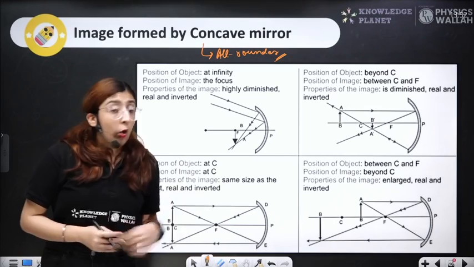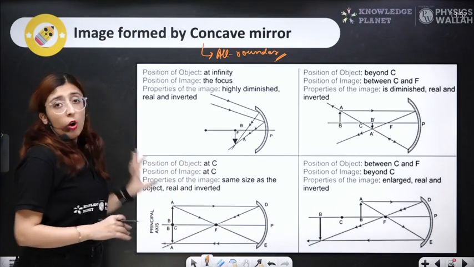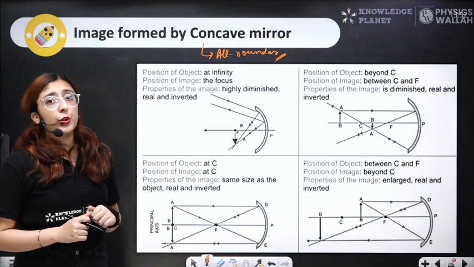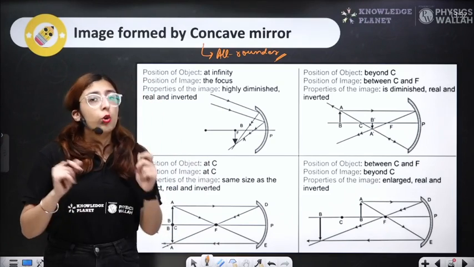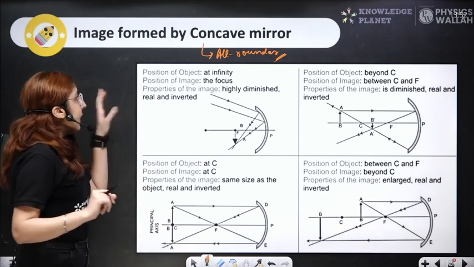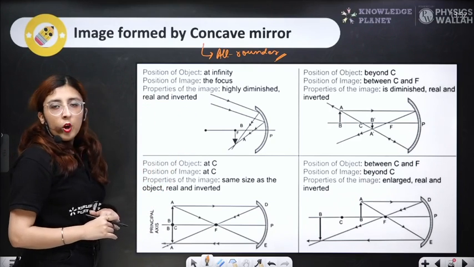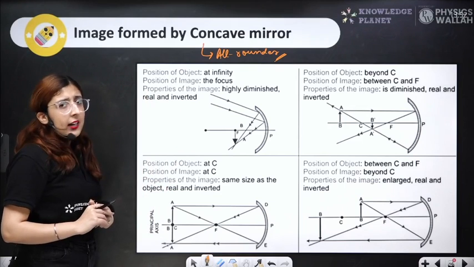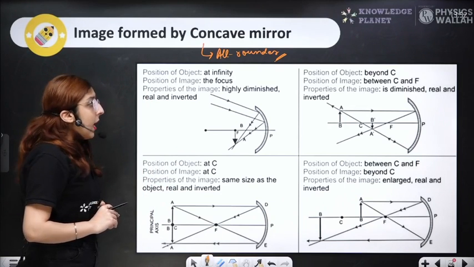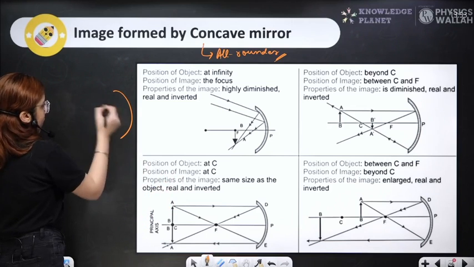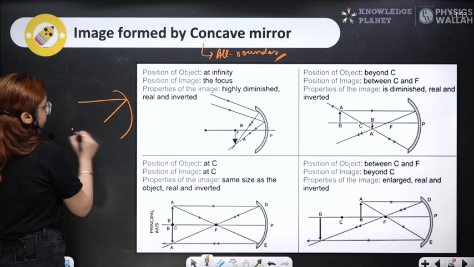Now let's have a look at how we are going to talk about it. There are 6 cases that we need to talk about, and we are just going to use our special rays to form the image. In the first case, the object is kept at infinity. So what will happen? Of course, in your book you will see this type of diagram.